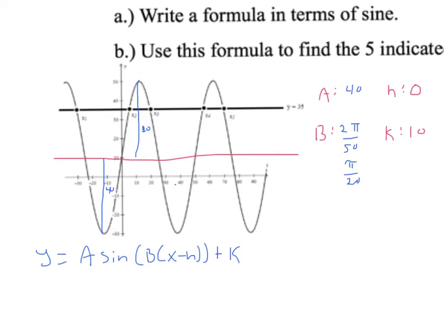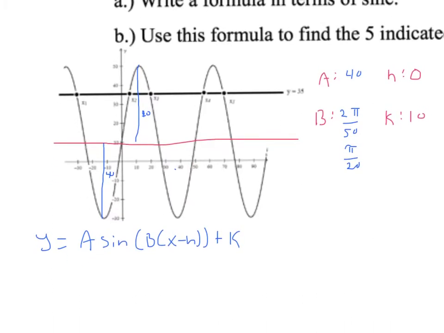So now we can write our equation in standard form. Okay, so notice that I don't need to do x minus 0, because x minus 0 is just x. So x minus 0 is simply x there. So we can write it as just the sine of 2 pi over 25 times x.